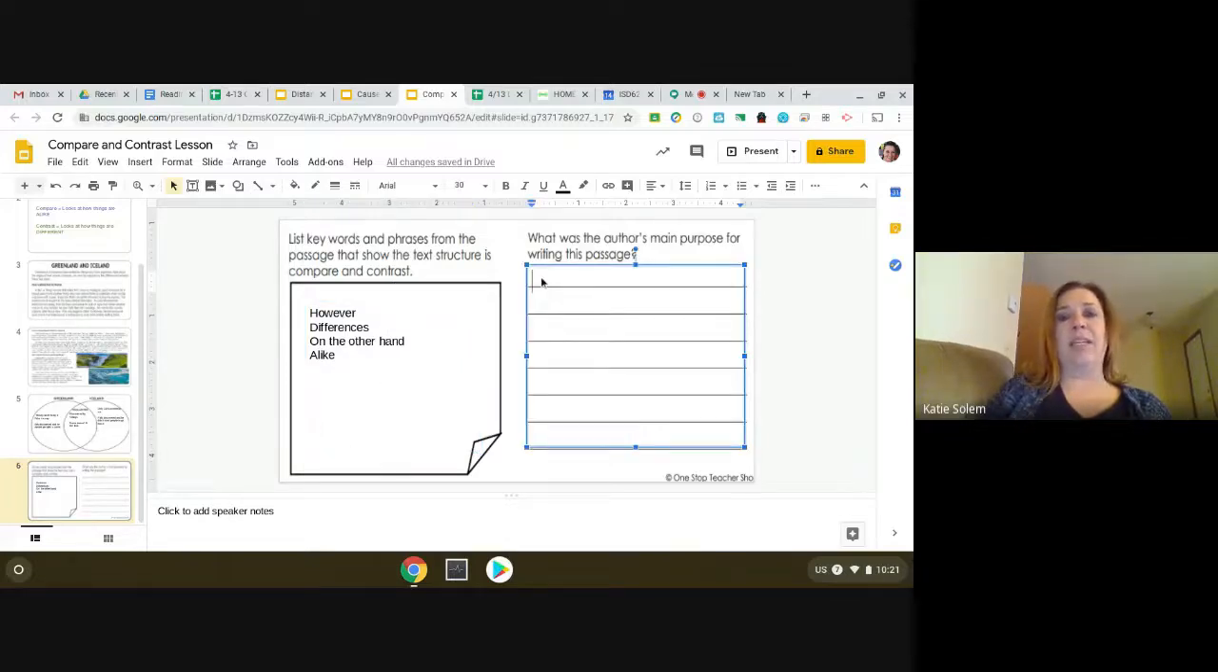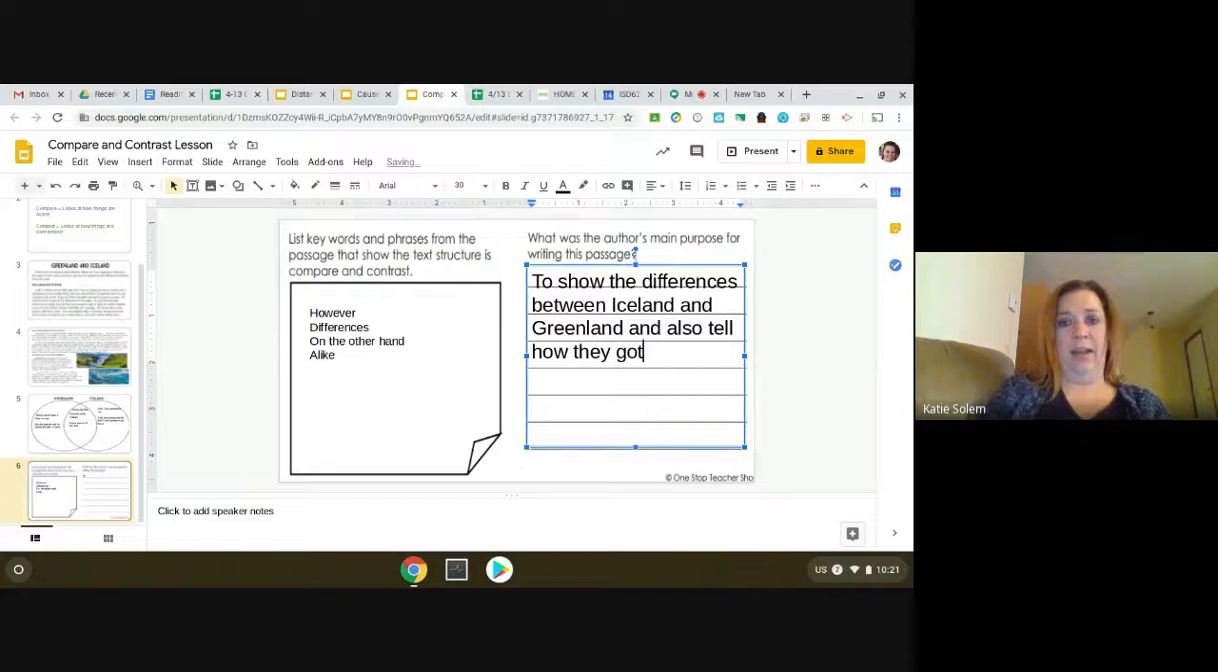The last thing I want to think about is what was the author's main purpose for writing this passage? Why did they write this article about Greenland and Iceland? And I think that the author's main purpose was to show the differences between Iceland and Greenland, and also tell how they got their names. So that was what I took as the author's main purpose for writing this.